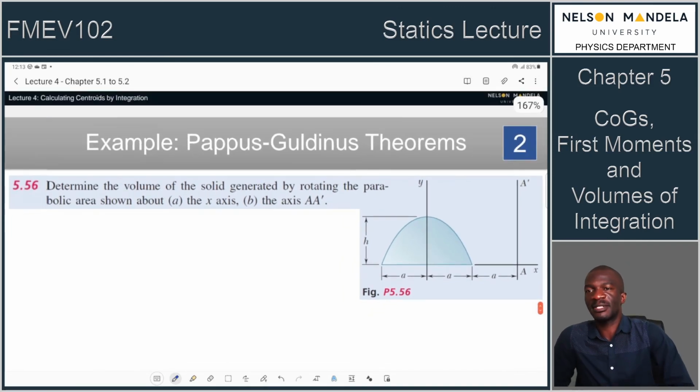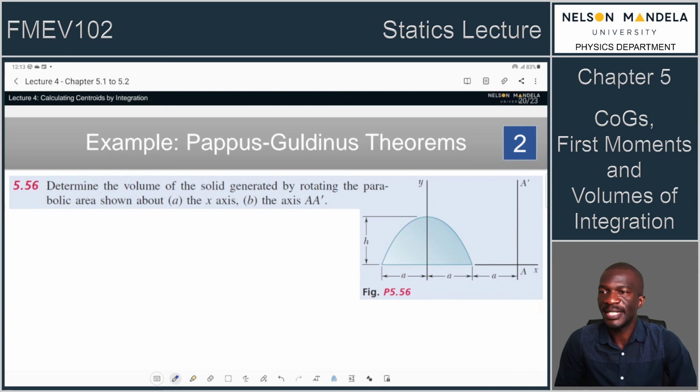So this example says determine the volume of the solid generated by rotating the parabolic area shown about the x-axis, and then about the A prime axis.